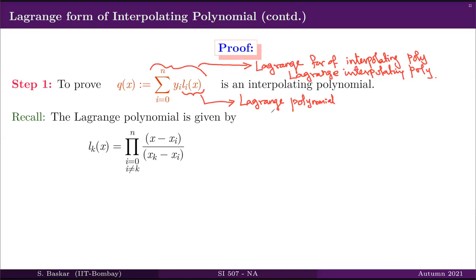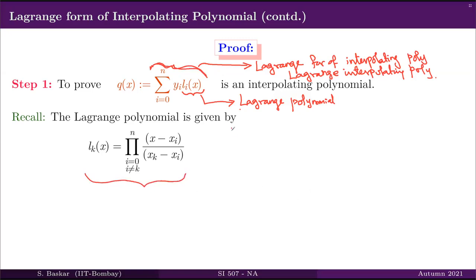Please note the slight difference between these two names. Whenever I say Lagrange polynomial, it means this Li of x. Whenever I say Lagrange interpolating polynomial, it is this entire representation of the interpolating polynomial. Well, let us first try to understand how this Lagrange polynomial looks.